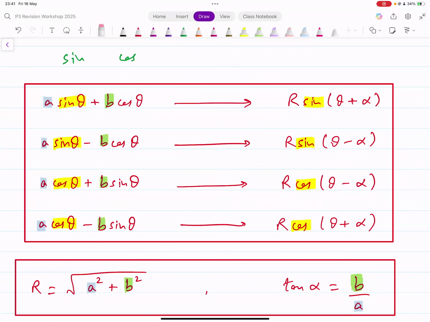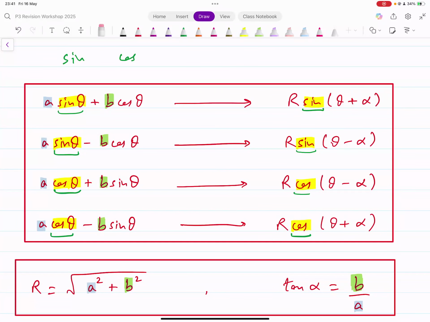So when you want to convert to sine, you can see the first term is sine here, it's being converted to sine. When it's being converted to cos, the first term is cos here, right? So that's important, that the first term has to be the one to which you want to convert it. And then inside, it'll either be plus alpha or minus alpha.